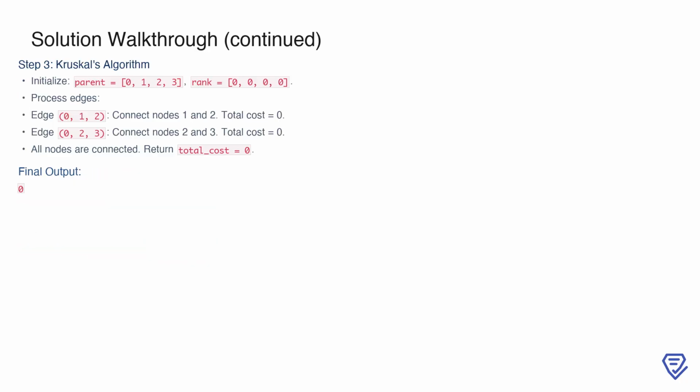Using Kruskal's algorithm, we initialize the union find structure with parent equals 0, 1, 2, 3, and rank equals 0, 0, 0, 0. We process the edges in the sorted order. The first edge, 0, 1, 2, connects nodes 1 and 2 at no cost, keeping the total cost at 0. The second edge, 0, 2, 3, connects nodes 2 and 3, again at no cost. At this point, all nodes are connected, and the total repair cost remains 0. This is returned as the final output of the algorithm for this example.